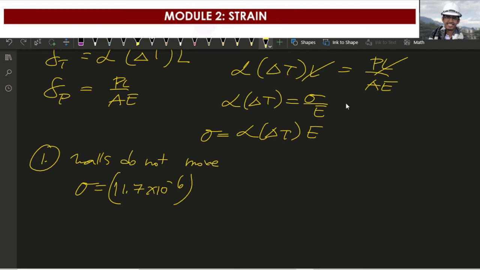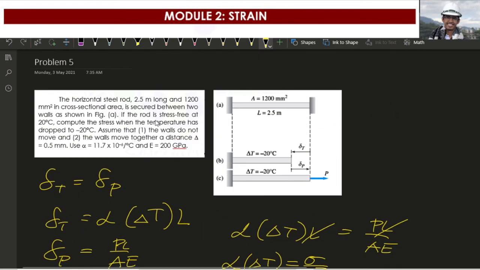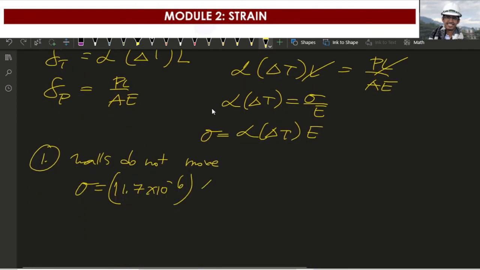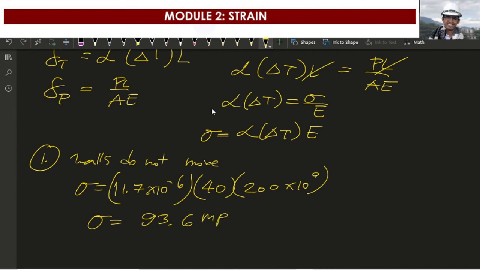So ang normal temperature natin is 20 degree Celsius. So stress-free siya at 20 degrees Celsius. So yung change in temperature, nag-drop siya into negative 20. So that will be 40 yung kanyang change in temperature. Tama? So 40 multiplied by yung modulus of elasticity, that is 200 times 10 raised to 9, para maging Pascal. So that will be stress will be equal to 93.6 megapascal. Okay? So this will be our stress if the walls do not move.